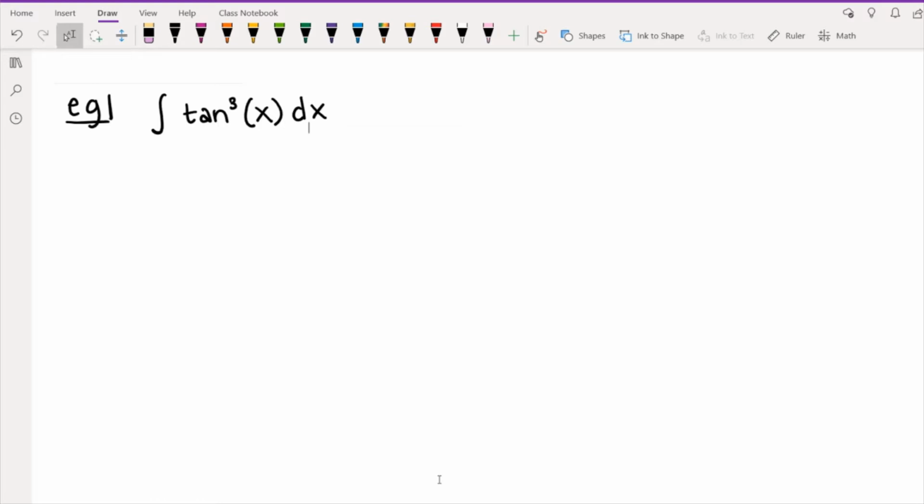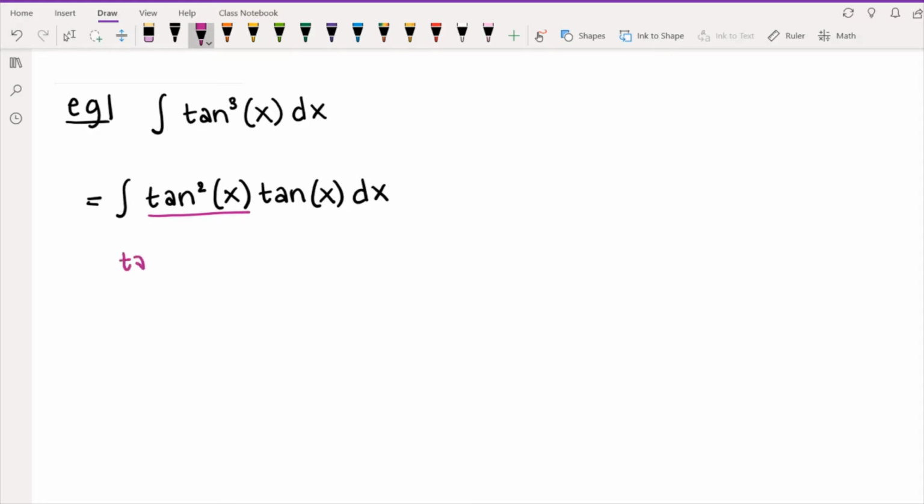And so in this case, what we want to do is split this up into a tangent squared times a tangent. Okay, so why would we do this? Well, what's one of the things we talked about in the last video? We saw that you can rewrite tangent squared in terms of secant squared. So specifically, we saw that tangent squared of x is equal to secant squared of x minus 1. So let's go ahead and put that in our integral and we'll see where that takes us.